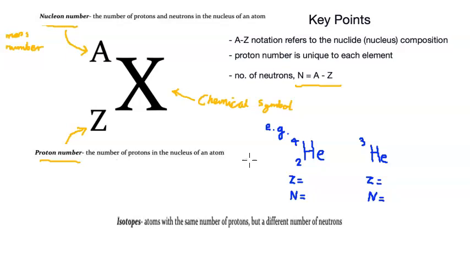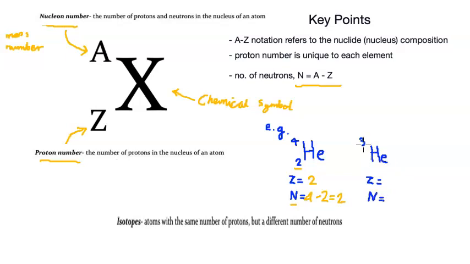Here's quite an easy example where we've got helium-4, and to find the number of protons, it's just the proton number, so that's equal to 2. To find the number of neutrons, represented by the letter N, we just do 4 minus 2, which is the nucleon number minus the proton number, and we get the number of neutrons. So 4 minus 2 is equal to 2.